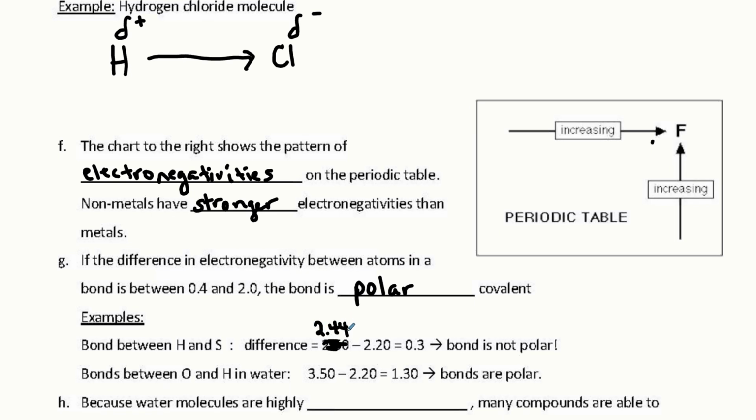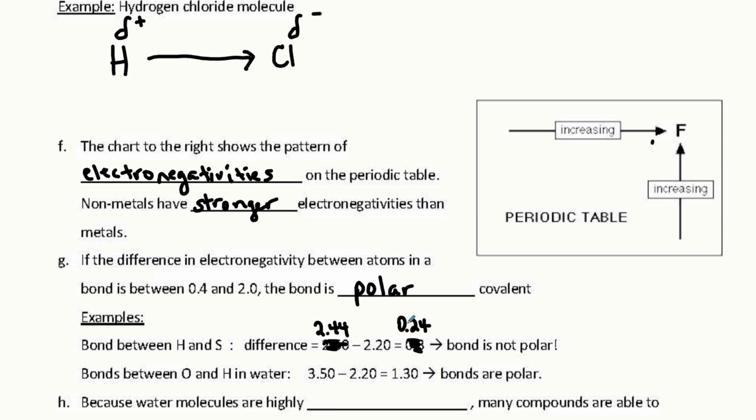You'll find sometimes the electronegativity values vary slightly depending on which table you use. They're not wildly different, but they can be a little bit different. So the 2.5 was likely taken from another table of electronegativities. And here's hydrogen. If we subtract 2.2 from 2.44, what we get is 0.24.